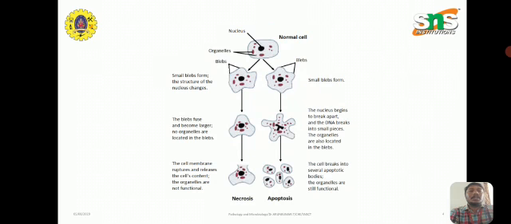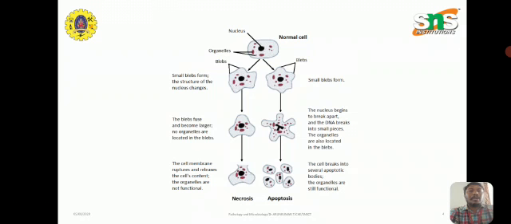So this shows a necrosis and apoptosis diagram. First, it indicates a normal cell which has the nucleus and organelles and is doing its own activity. When necrosis occurs, first bubbles, that is blebs, are formed. As the small blebs form, the structure of the nucleus changes. The blebs fuse and become larger. No organelles are located in the blebs.